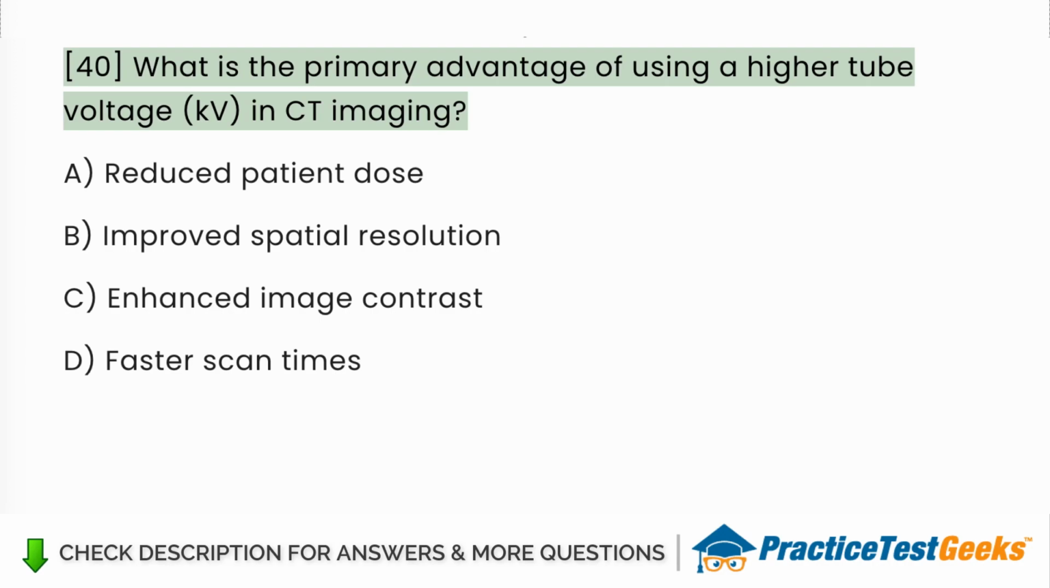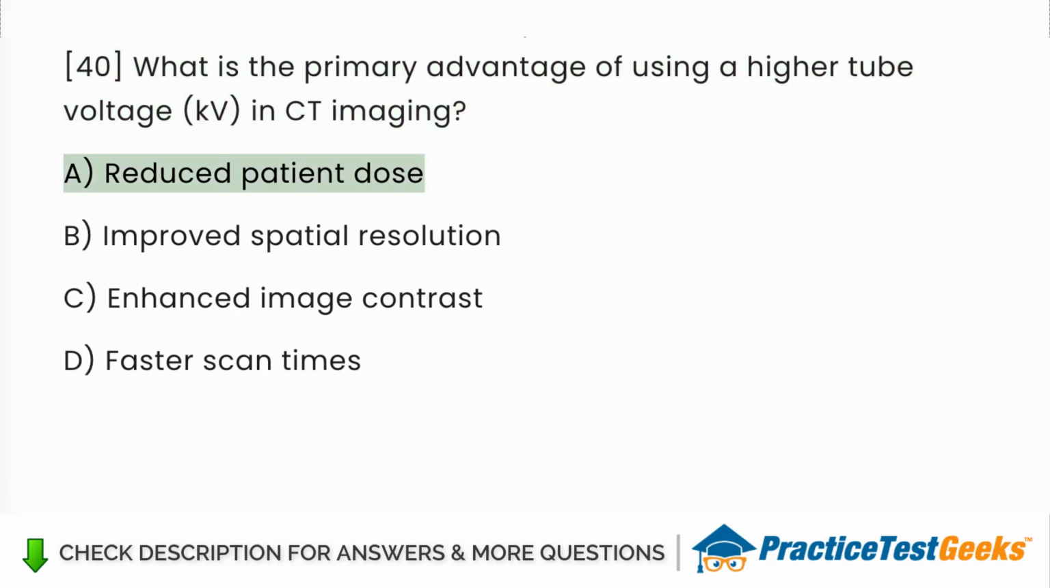What is the primary advantage of using a higher tube voltage in CT imaging? A. Reduced patient dose. B. Improved spatial resolution. C. Enhanced image contrast. D. Faster scan times.